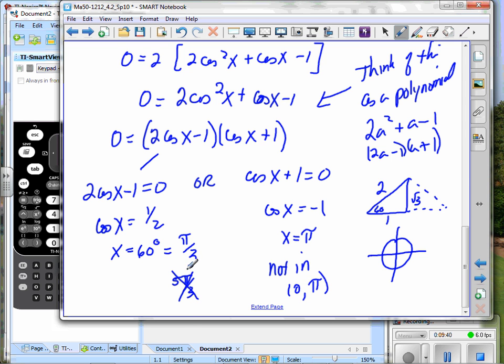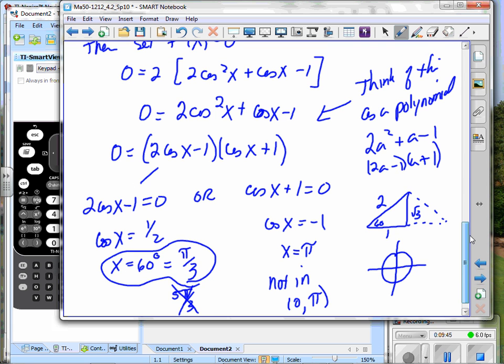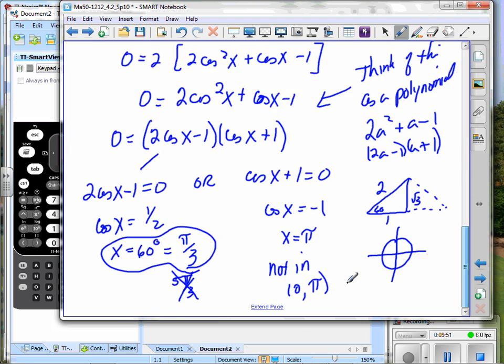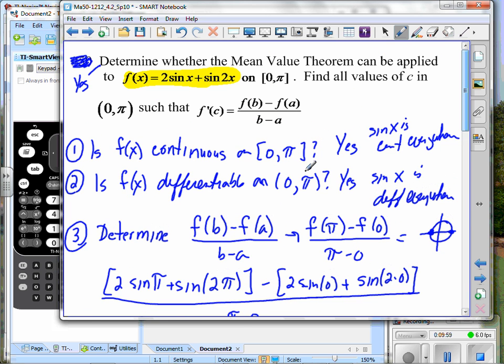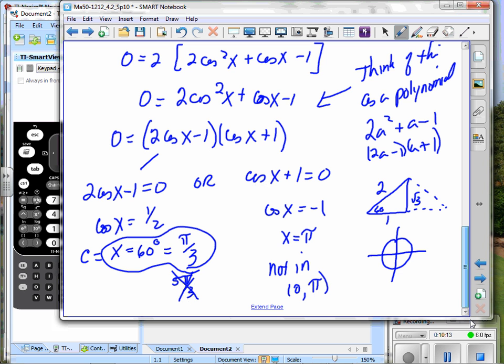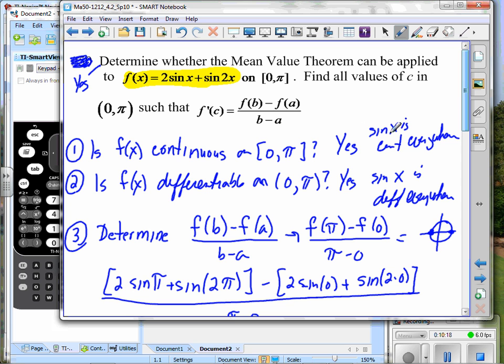So what is our answer? In other words, what? We'll say x equals pi divided by 3 in this case. In other words, what? Now this is where you get to verbalize what this theorem is saying. When x is equal to pi divided by 3, what's our conclusion?